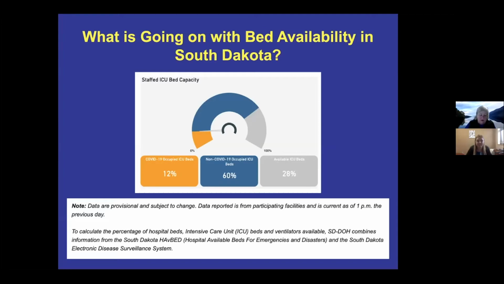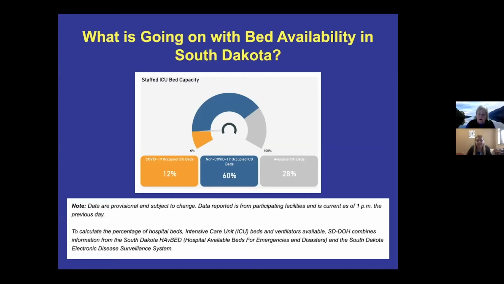And if you notice down at the bottom, they have on the dashboard that in order to calculate the percent of hospital beds, intensive care unit beds, and ventilators that are available, the Department of Health combines information from the Have Bed data system. This is actually a federal data system that hospitals input data on what their surge capacity is during an emergency or a disaster, which we are in right now with the pandemic.